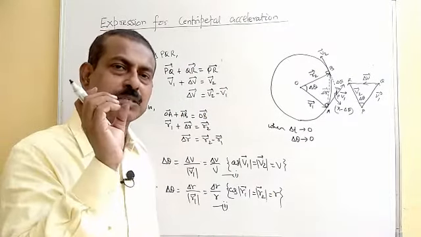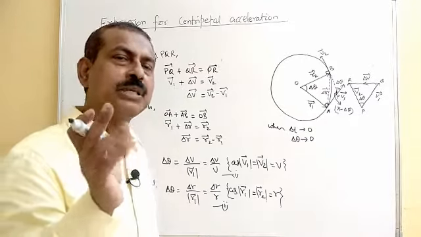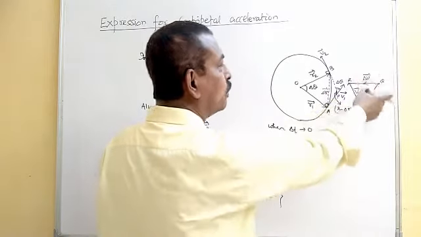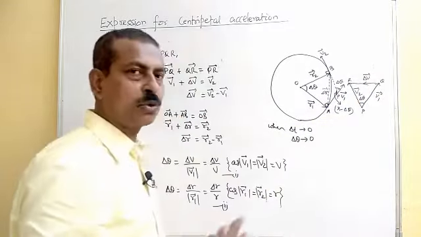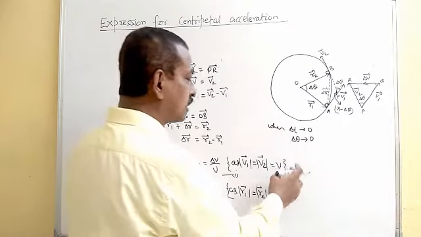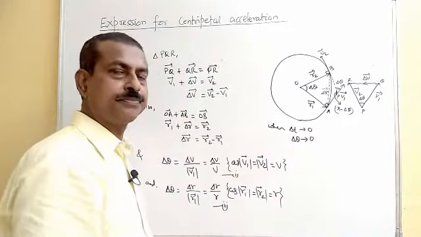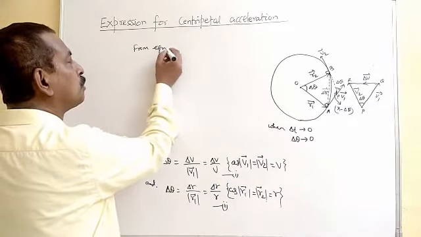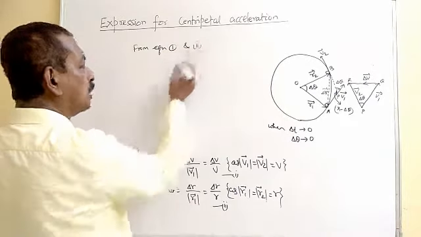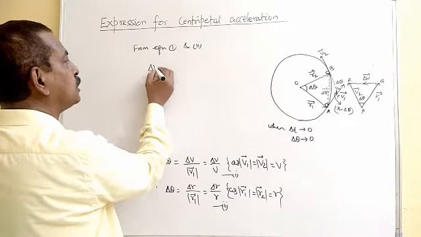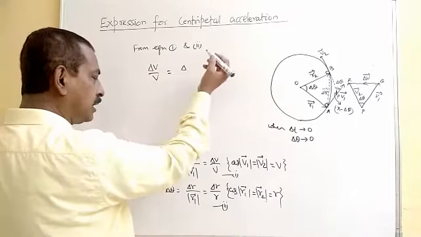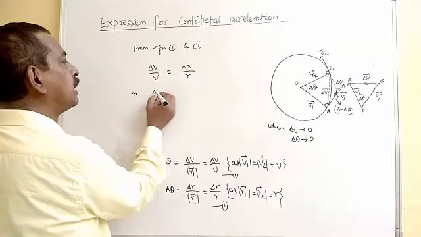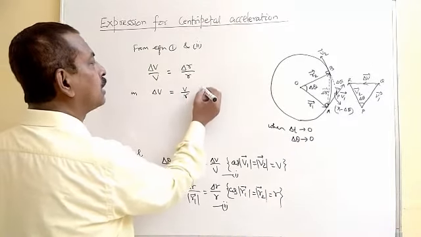And if the angle is small, in that case arc length will be nearly taken as the chord. So in that case we can take the chord value as nearly equal to the arc. So this is the condition under which we can get this relation, using equation 1 and 2. So from equation 1 and 2, what we can get? We can get delta V by V equals delta R by R, or delta V will be V by R, delta R.